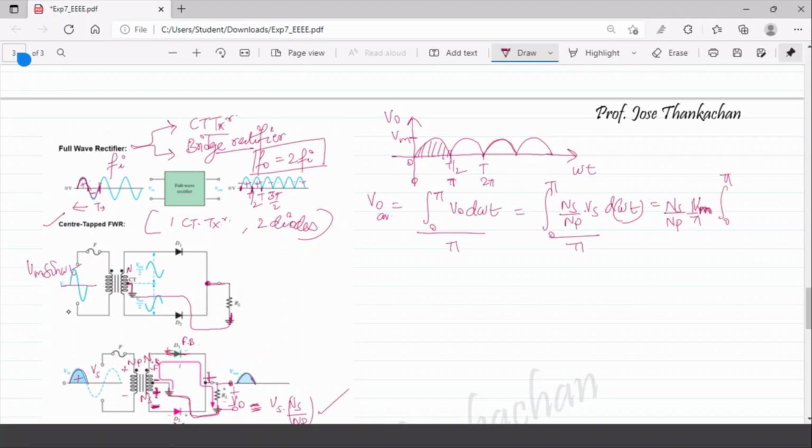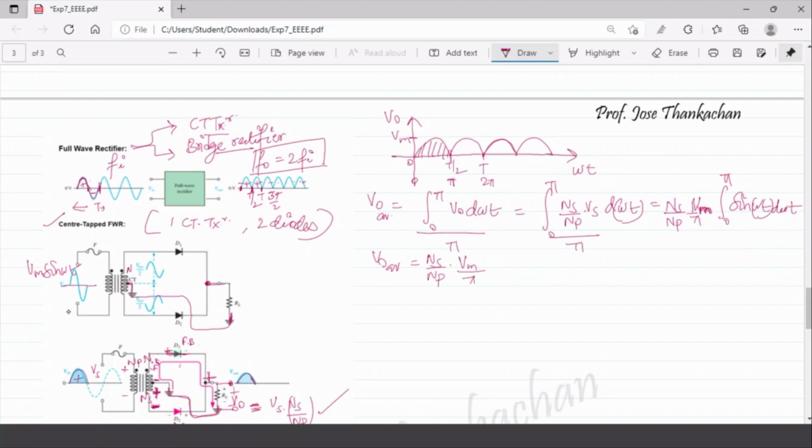Integration of 0 to pi sin omega t, whole divided by time period pi. So this pi is already taken out here, so I am not repeating this step again. Since this Ns into Vs by Np and this pi are already taken out, Vm by pi is already there. So how much is this value? V naught average comes out to be Ns by Np times Vm by pi.